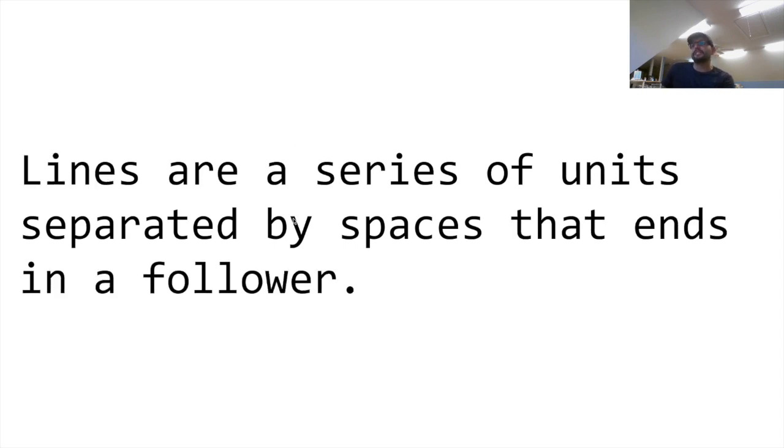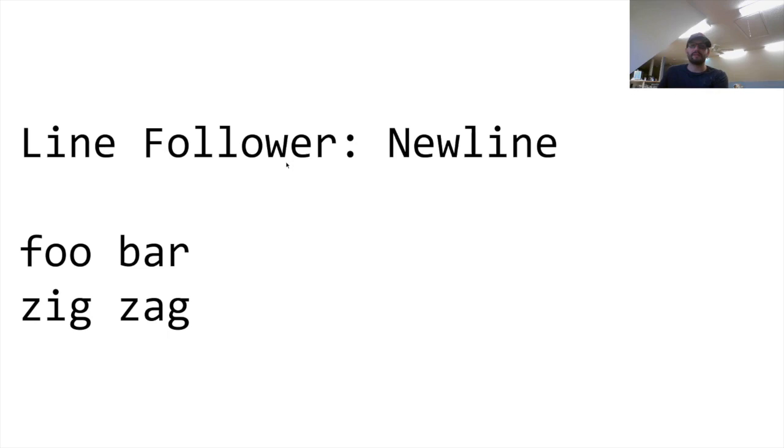All right. So then we get lines, and I want to spend most of my time talking about lines. So lines are a series of units that are separated by spaces, and they always end in a follower. So let's look at a bunch of examples of line followers, because they're kind of the most interesting thing.